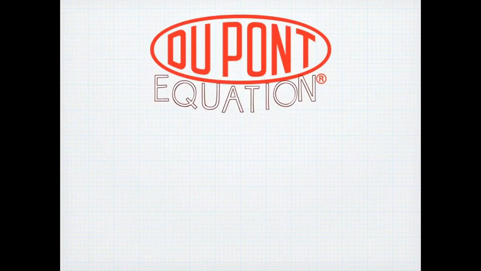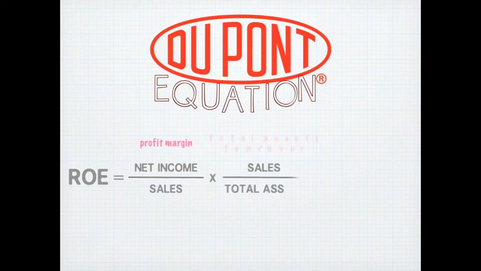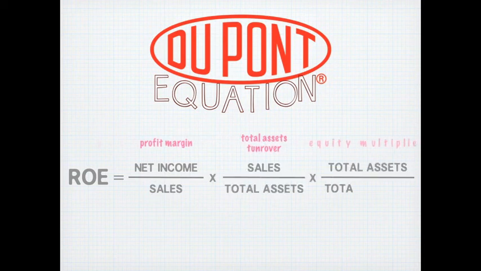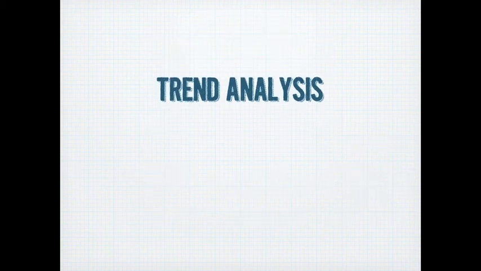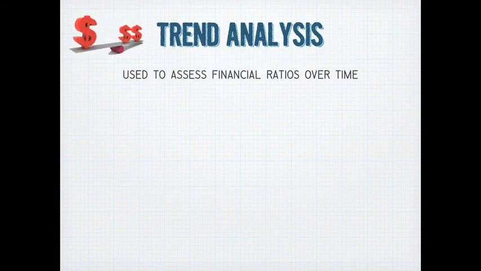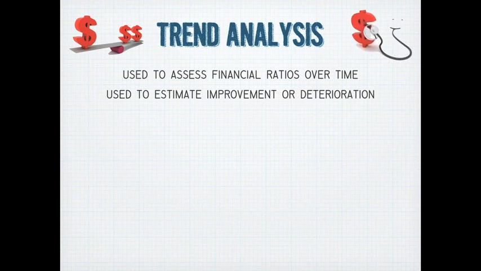Another tool that can be used to analyze a company's performance is the DuPont equation. The DuPont equation shows that the rate of return on equity can be found as the product of profit margin, total assets turnover, and the equity multiplier, as illustrated below. This, in turn, shows the relationship among asset management, debt management, and profitability ratios. Trend analysis is used to assess the firm's financial ratios over time. It is used to estimate the likelihood of improvement or deterioration in its financial condition.